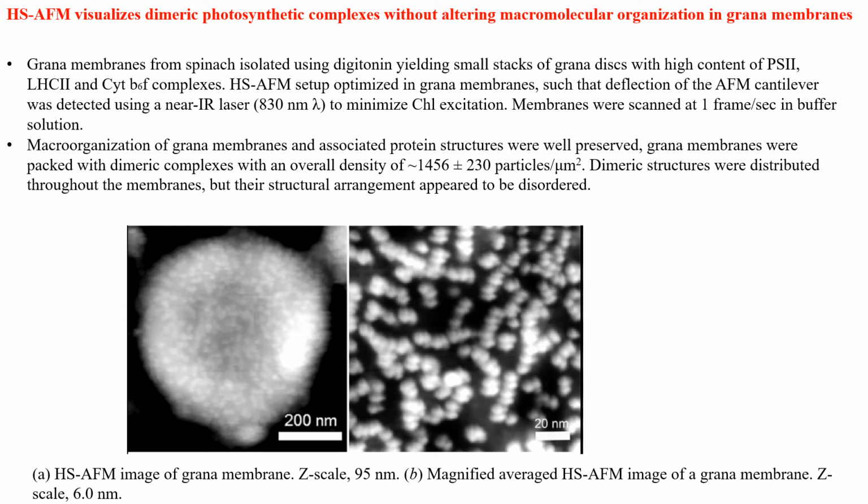If we look at the images here, we can clearly see that the macro organization of grana membranes and the associated protein structures were well preserved, as you can see in figure A, and you can even see the particles in figure B. The grana membranes were packed with dimeric complexes, as you can see in the second figure on the right-hand side, with an overall density of approximately 1456 particles, and dimeric structures were distributed throughout the membrane, but their arrangement seems to be random.